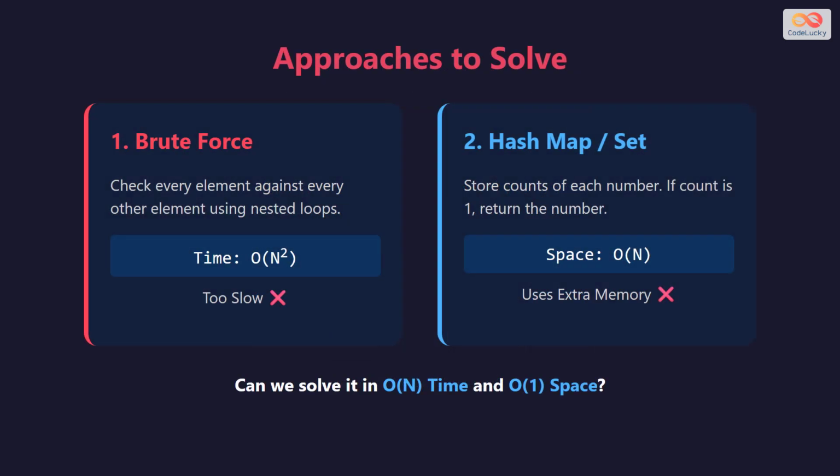How can we solve this? A brute force approach would be to check every element against every other element to see if a duplicate exists. However, this requires nested loops, resulting in a time complexity of O of n squared, which is too slow for large inputs. Another common approach is using a HashMap to count the frequency of each number. While this works in linear time, it requires O of n extra space to store the counts. Can we do better? Is there a way to solve this in linear time, but with constant space?